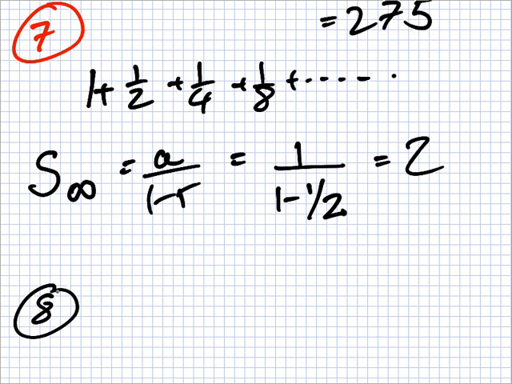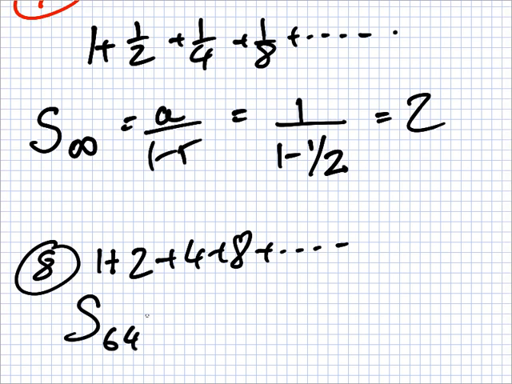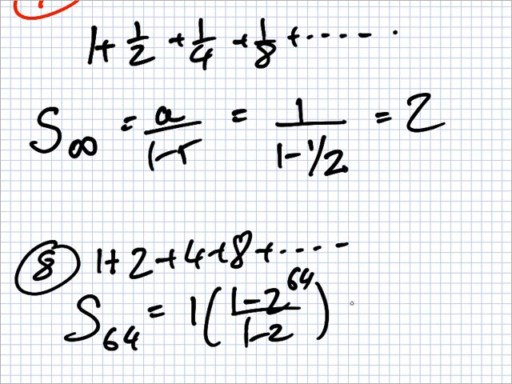Number 8, we did this in class, but I'll just write the answer down. It starts with 1, doesn't it? 1 plus 2 plus 4 plus 8, and all the way up, and there's 64 of these. So it's S64, which is geometric, isn't it? So that's A, 1 minus R to the n over 1 minus R. So the answer is 2 to the 64 minus 1.